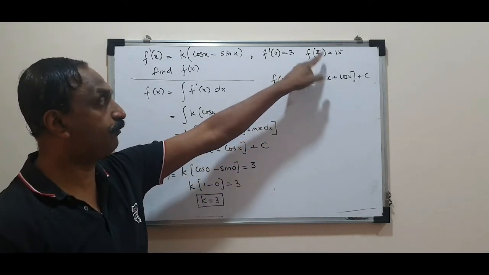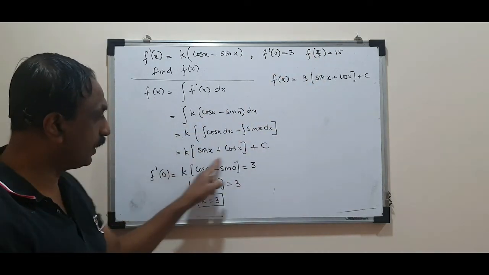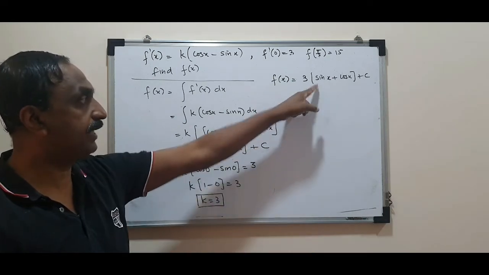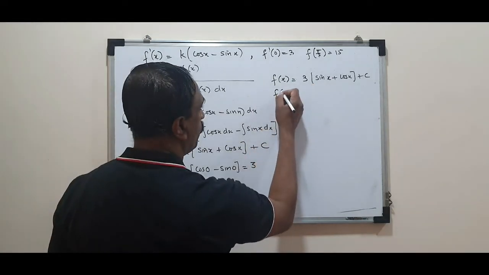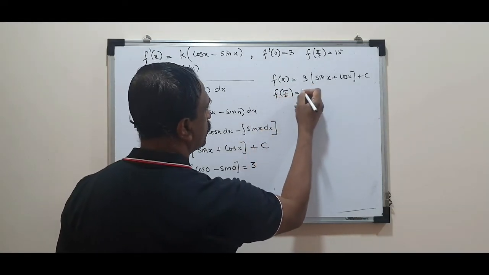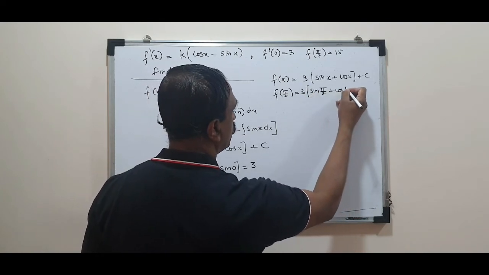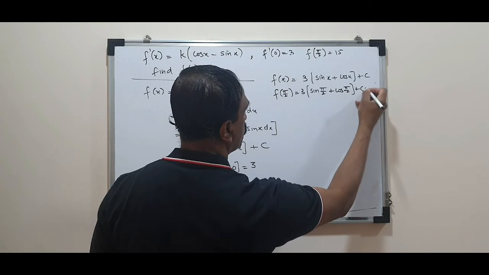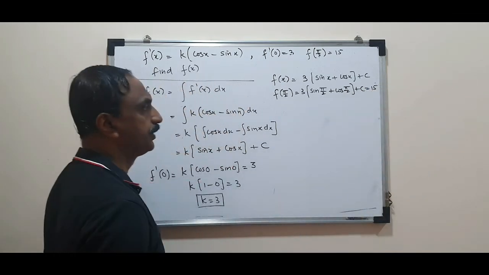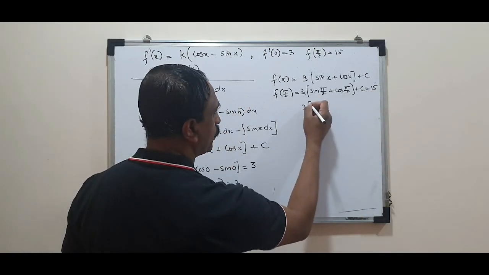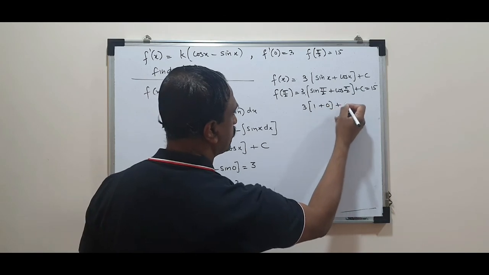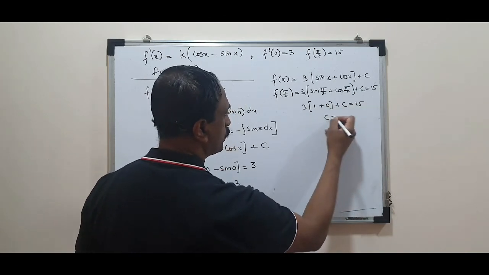Now they are given f of pi by 2. So f of x we have calculated over here. We have used that to get f of pi by 2. So f of pi by 2 is 3 into sin pi by 2 plus cos pi by 2 plus c, should be equal to 15. Now I can say 3 into 1 plus 0 plus c should be 15. So c is 12.